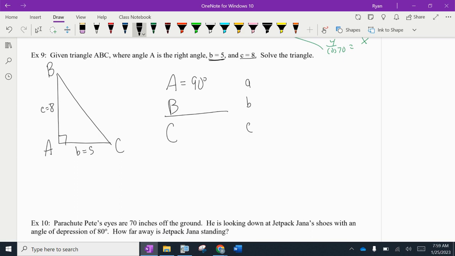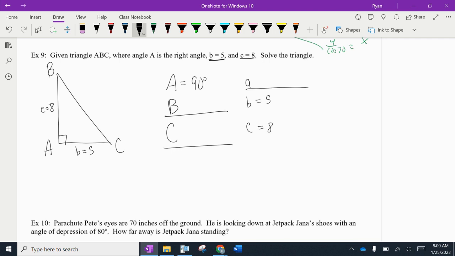I don't know angle B, I don't know angle C, so I'm going to put a little line underneath those just to emphasize the fact that I have to find those. Little a wasn't given, but little b is 5, little c is equal to 8. So it's a nice way to organize these.